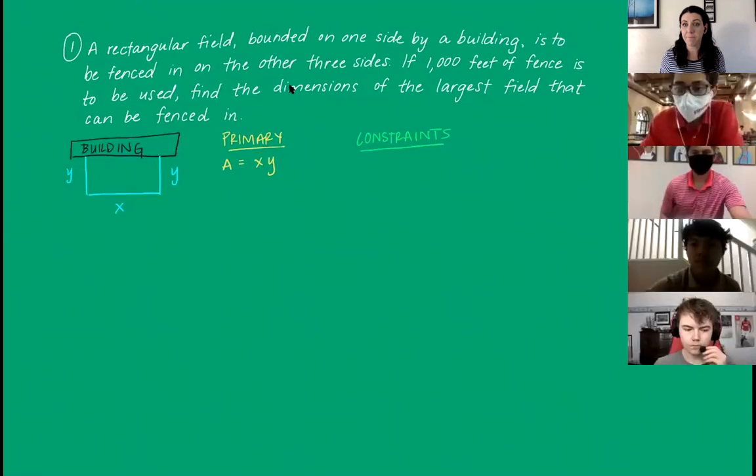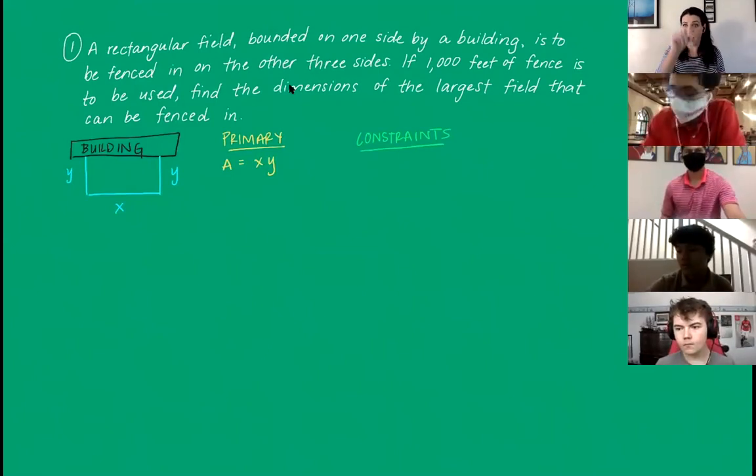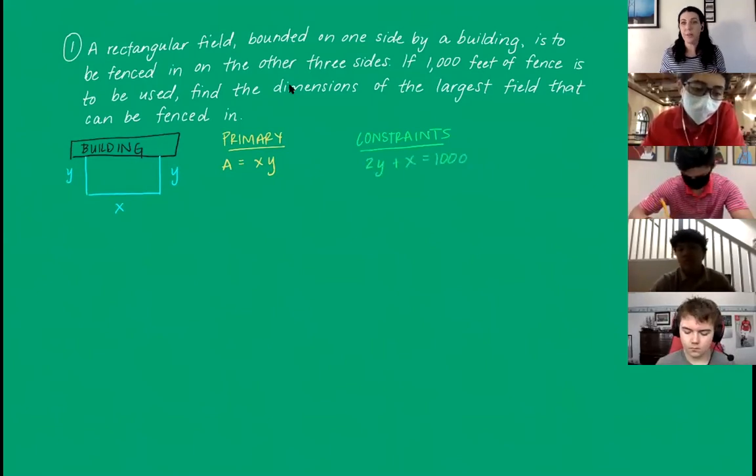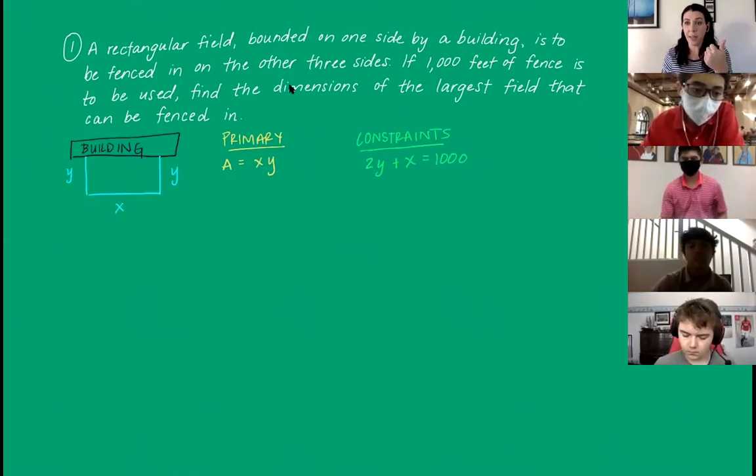2y. 2y equals 1,000. So 2y plus x equals 1,000, right? So it's saying that my perimeter, the amount of fence I have, which is y plus x plus y, has to equal 1,000. So if we simplified that, we get 2y plus x equals 1,000. Okay, so that's my first two steps. I identified my primary. I identified my constraints, right?